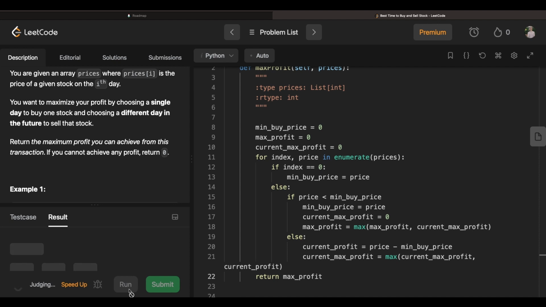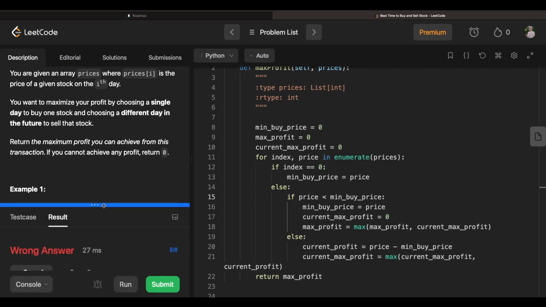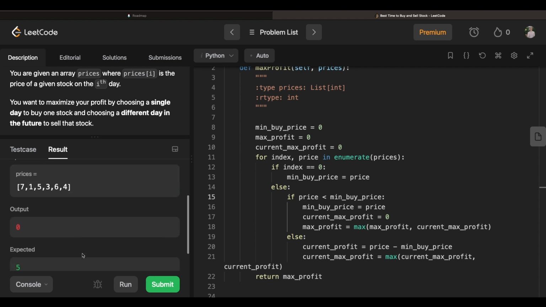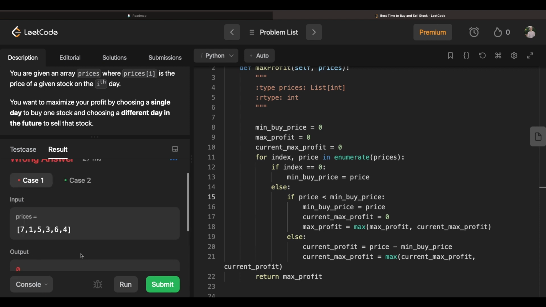Let's see. Okay, so case 2 worked. Case 1 did not. Returned 0, expected 5. So let's see why, shall we?